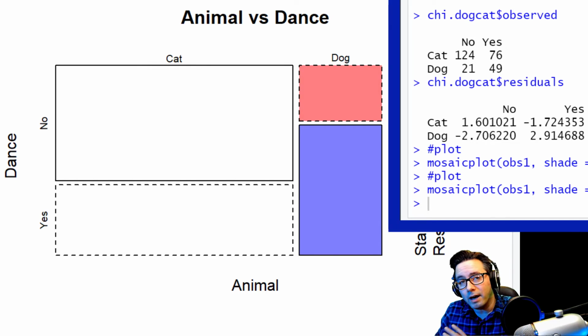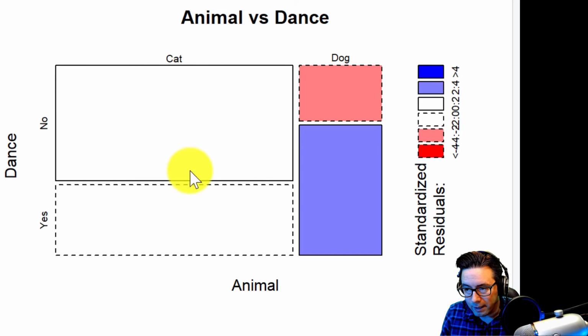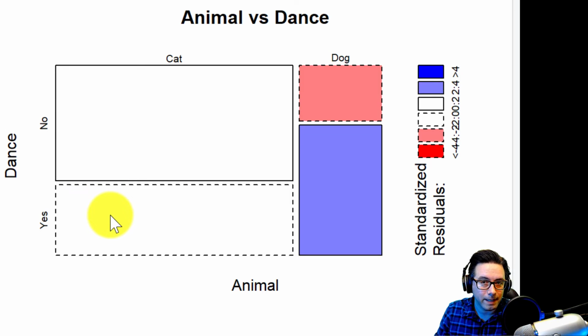Whether it's a solid line or a dotted line will indicate if it's more or less than expected. If it's less than expected, it's a dotted line. If it's more than expected, it's a solid line. Okay? So notice solid line here, it is more than expected. Solid line here, more than expected. Dotted line here, less than expected. Dotted line here, less than expected. Okay?